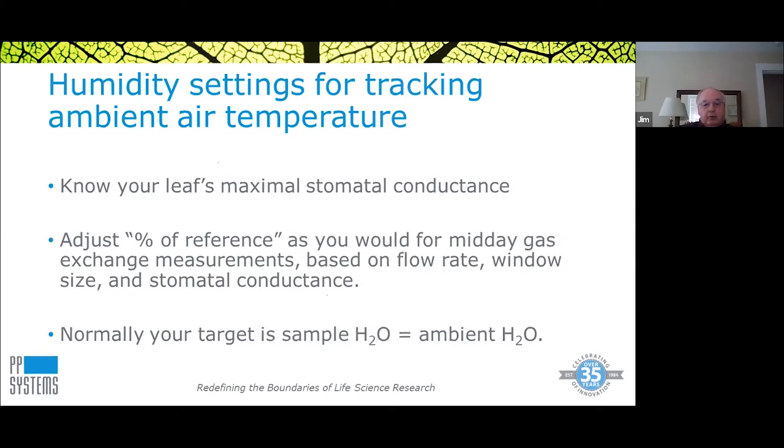Normally, when you're trying to measure under ambient conditions, your target is to have the sample water coming back from the cuvette equal to whatever the outside ambient water content is. So that's your target, but it's a matter of knowing what your flow rate is, your window size, and your maximum stomatal conductance as to how you need to set your percent of reference incoming humidity.